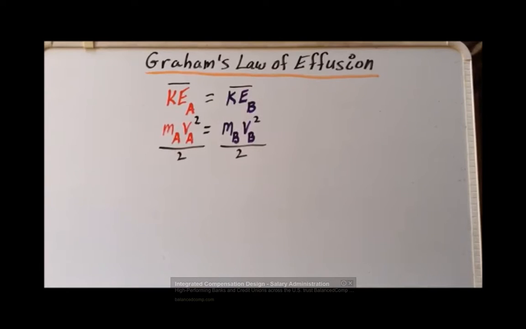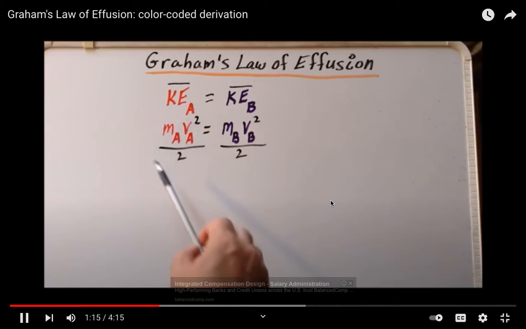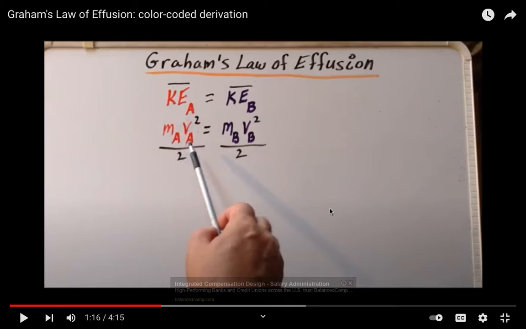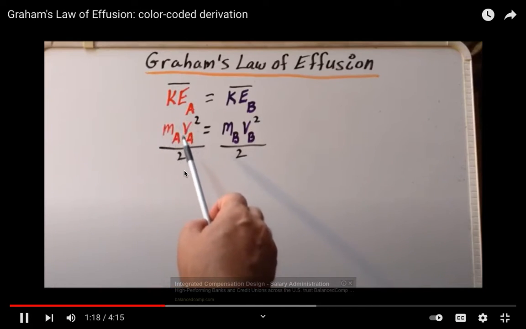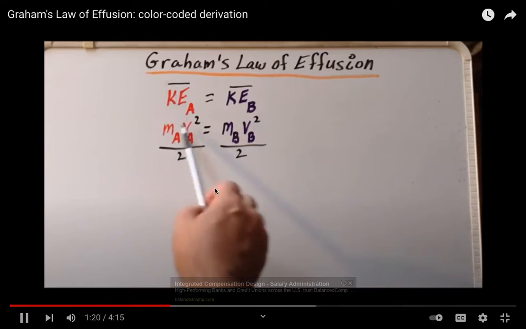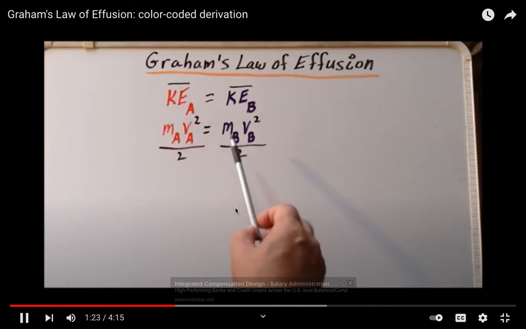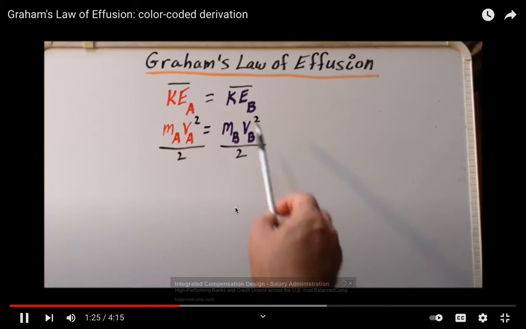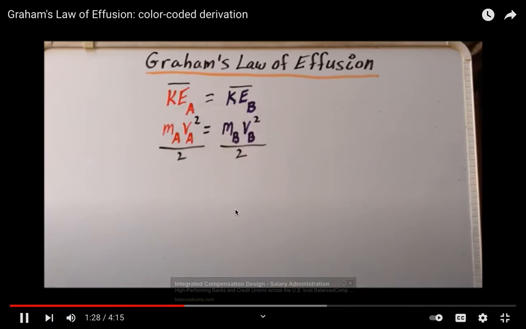Next, we use the formula that the kinetic energy is equal to 1/2 mv squared. So on the left-hand side, it's 1/2 of mass times the velocity squared. It's another formula for kinetic energy. They left out the 1, because 1/2 is really just this number divided by 2. So we have the mass of A times the velocity of A squared divided by 2. That's the kinetic energy of A. And then m sub b v sub b squared over 2 is the kinetic energy of gas B.